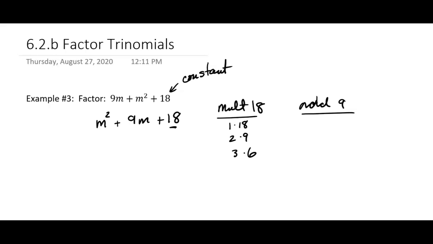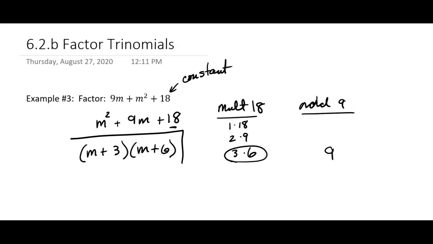Okay. So we need them both to be positive, so we get a multiplication of positive 18, 3 times 6, and then when we add them, we get a positive 9, so that's why we get that. So it factors into m plus 3 and m plus 6. And you can check that with multiplication, but that's going to work.